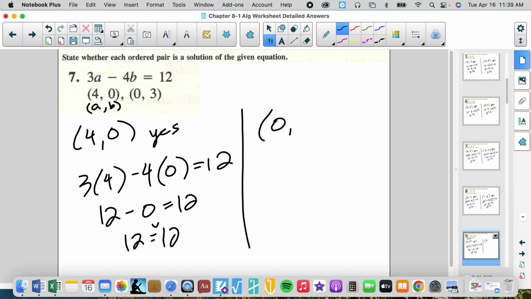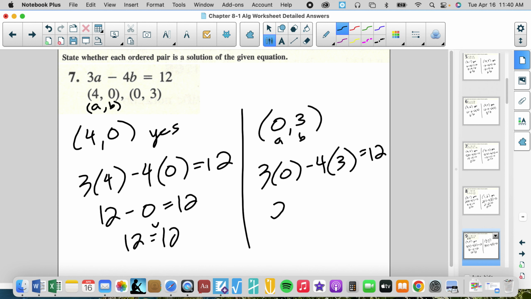My next point is 0, 3. So this time A is 0, B is 3. So 3 times A minus 4 times 3 equals 12. 0 minus 12 equals 12. Negative 12 does not equal 12, so that is a no.